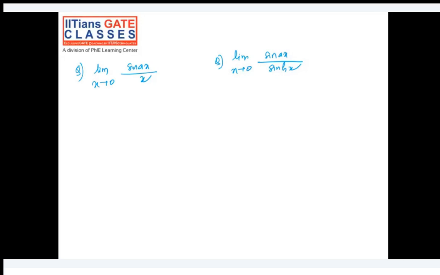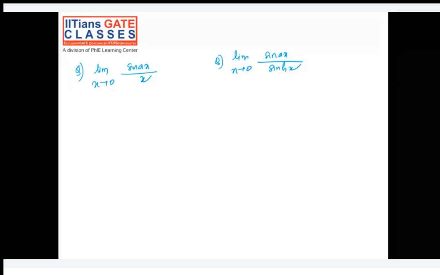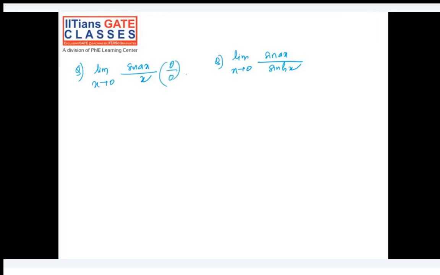What is the solution of this first question? Sin of ax by x. Apply L'Hospital rule, because if you put 0, sin 0 is 0, x is 0, so it's a 0 by 0 form. So apply L'Hospital rule, limit x tends to 0, differentiation of sin of ax is a cos of ax divided by 1. So a cos of 0, which is a into 1, which is a.